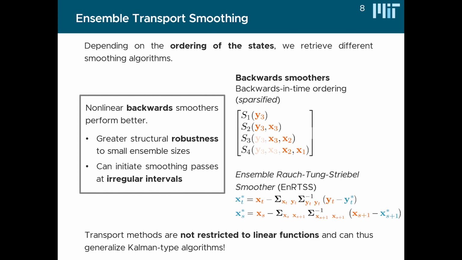The second advantage is that backward smoothers don't actually have to implement a smoothing update at every time step, but they can do so at irregular intervals, and in the most extreme case, even just once at the very end, which is more computationally efficient than forward smoothers, which have to do this at every time step.